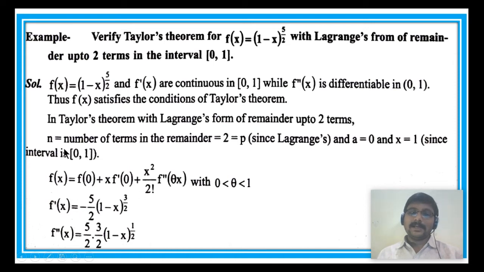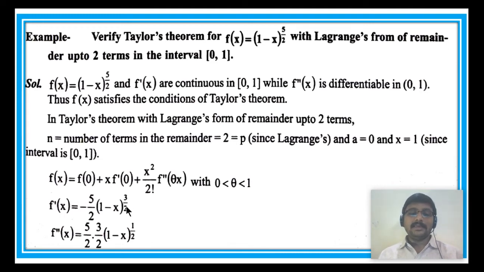So f dash of x is obtained just by taking the derivative of f of x with respect to x. The derivative is given by 5 by 2 into 1 minus x whole power 5 by 2 minus 1, that is 3 by 2, and the derivative of 1 minus x, 1 derivative is 0, minus x derivative is minus 1. So thus we will have minus 5 by 2 into 1 minus x whole to the power of 3 by 2. So we have to know about the formula. The derivative of x power n is n into x power n minus 1. The derivative of a plus bx whole power n is n into a plus bx whole power n minus 1 into b.